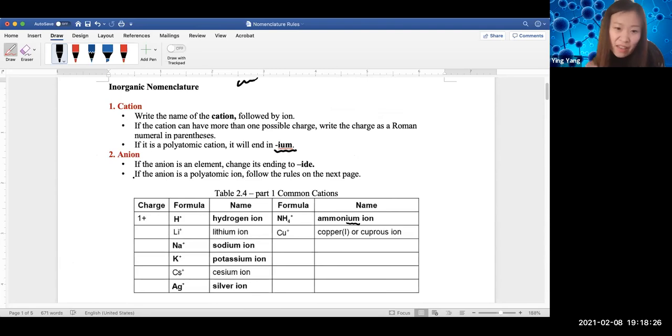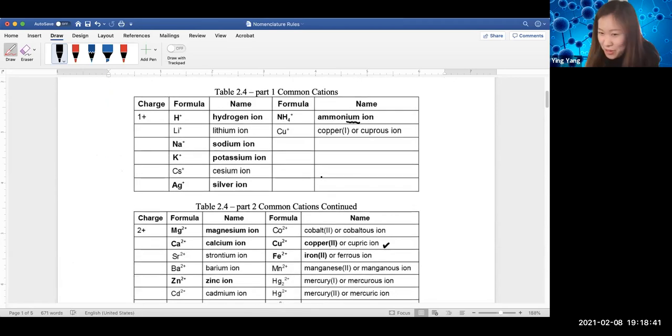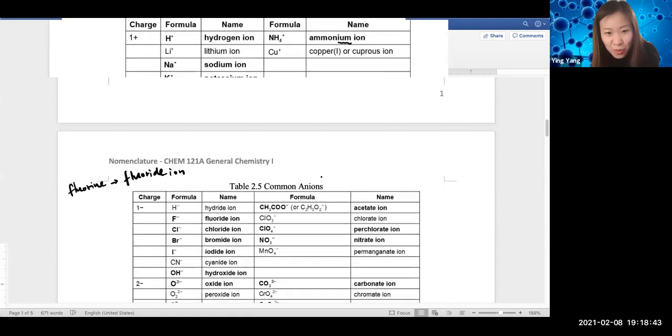Second rule, if the anion is a polyatomic ion, what are polyatomic ions? Those are ions with multiple atoms in them, multiple elements, and they follow the rules on the next page. Okay, now let's go to page 2. We're done with page 1.